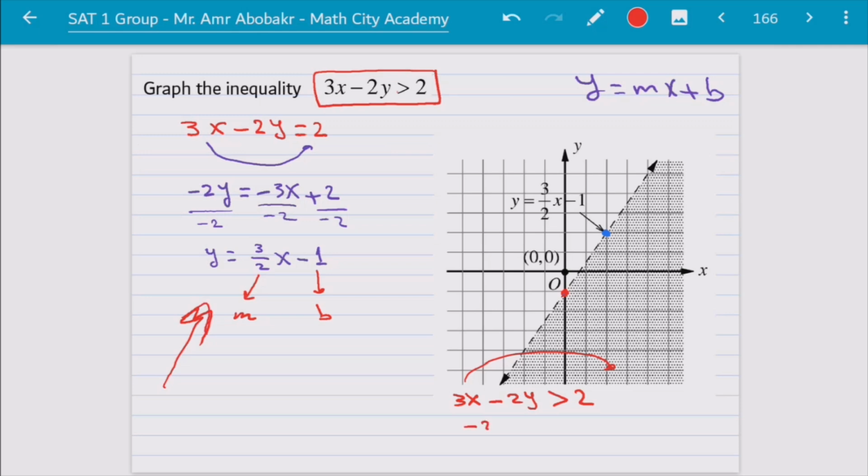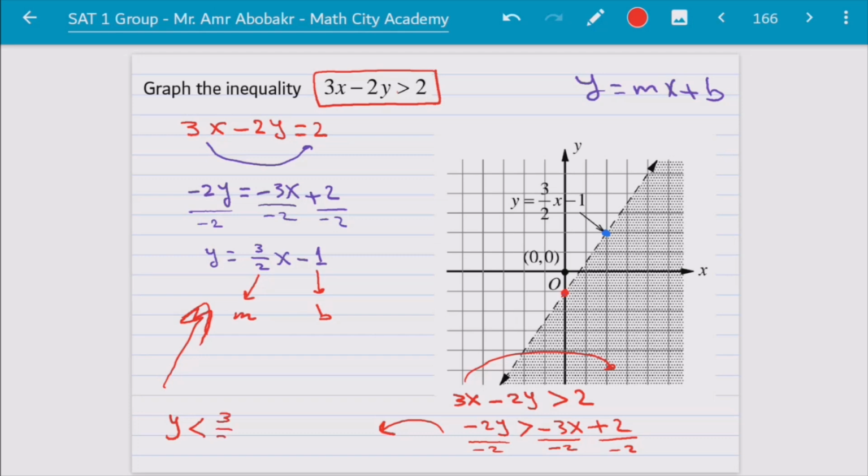3x, so negative 2y is greater than negative 3x plus 2. So we want to divide by -2. If we divide by a negative number, we will make a conversion. What is this? Changing the direction of the inequality sign. So here, y, instead of greater, it will be smaller.